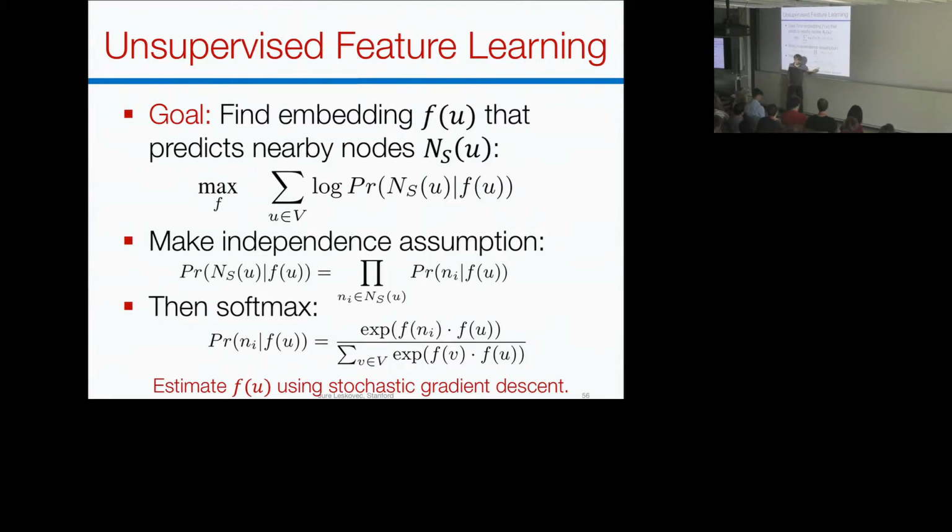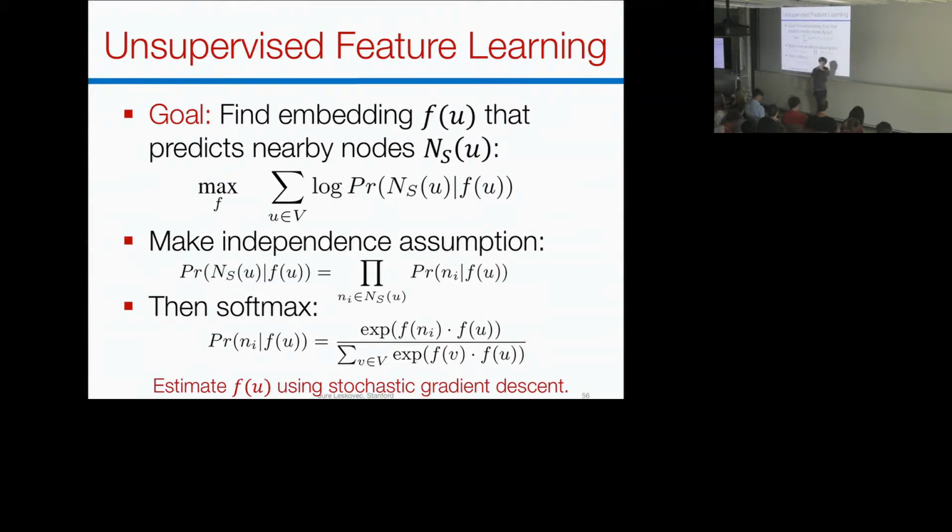Computing this normalizing constant takes a lot of time because it's linear in the size of the network. What you can do is you can resort to negative sampling to approximate this term, and then things work very fast. Okay? Now that you have this kind of objective function, the way you optimize it, you're optimizing using stochastic gradient descent, okay, or mini-batch stochastic gradient descent.